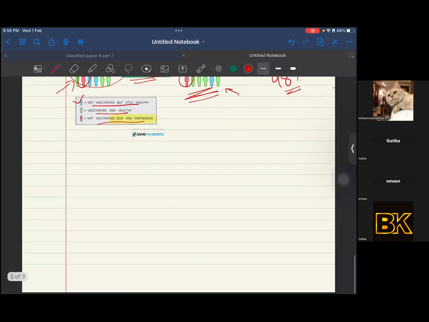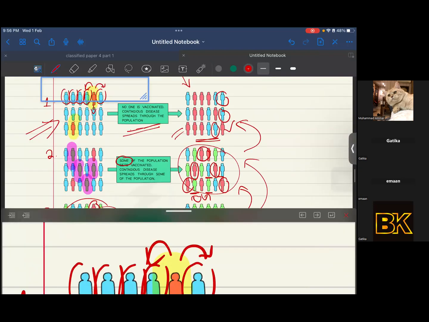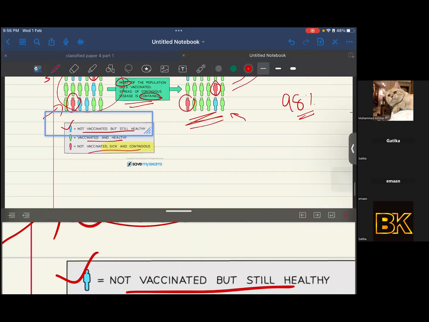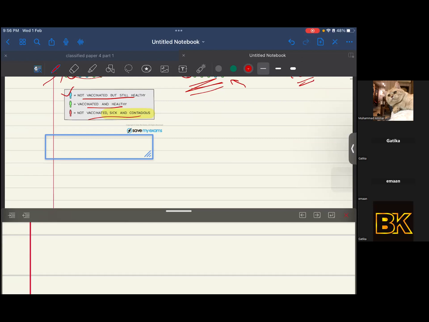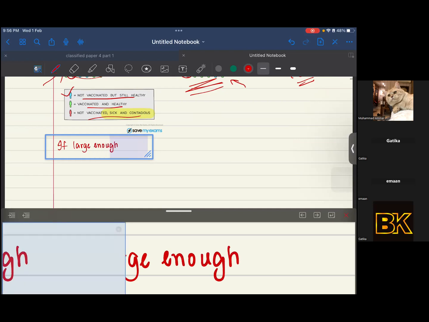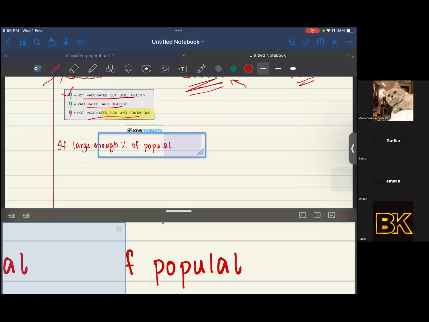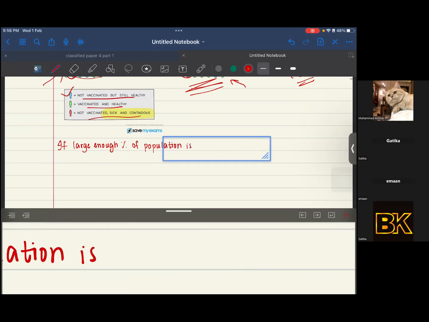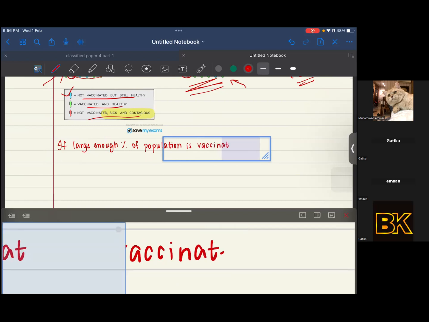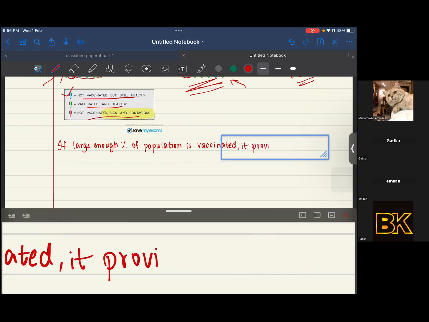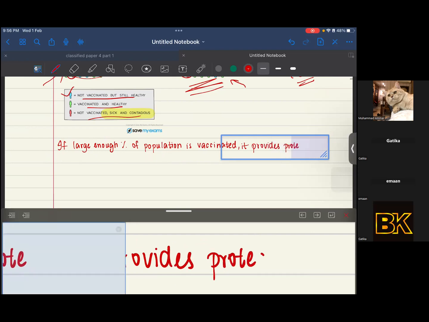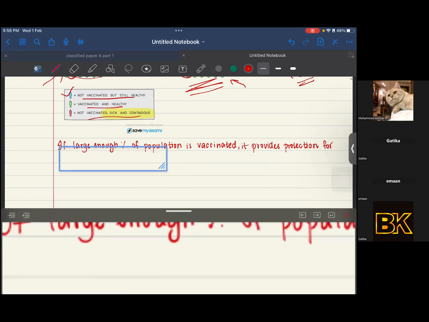So now I'm gonna write 2 or 3 points for this so that you guys can refer to it later. Just a second. Right here. Okay. So we're gonna say if a large enough percentage of the population is vaccinated, it provides protection for the entire population.